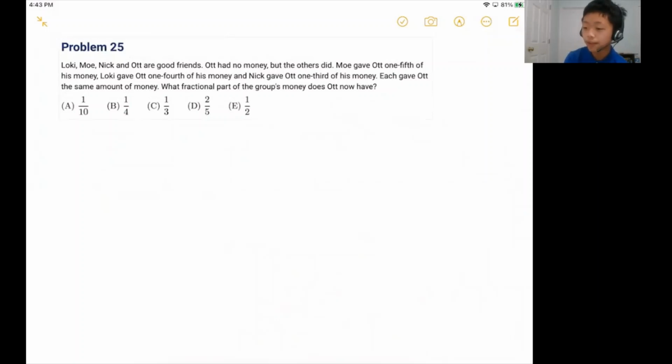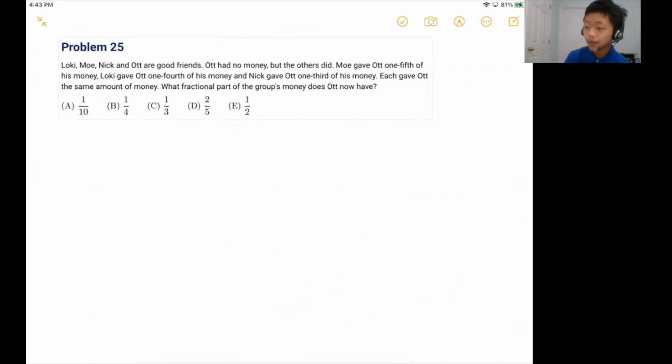So in this question, we have 4 people: Loki, Mo, Nick, and Ott, and they're good friends. Ott had no money, but the others did. Mo gave Ott 1/5 of his money, Loki gave Ott 1/4 of his money, and Nick gave Ott 1/3 of his money. We're given that each gave Ott the same amount of money. We want to know what fractional part of the group's money Ott now has.